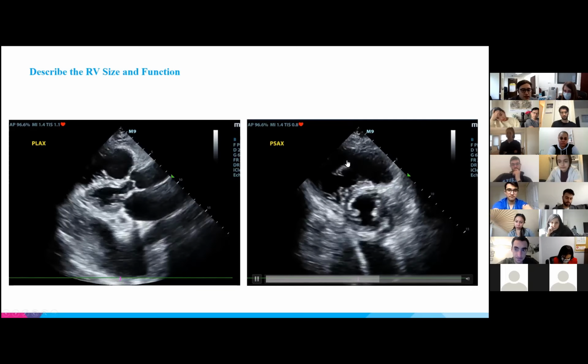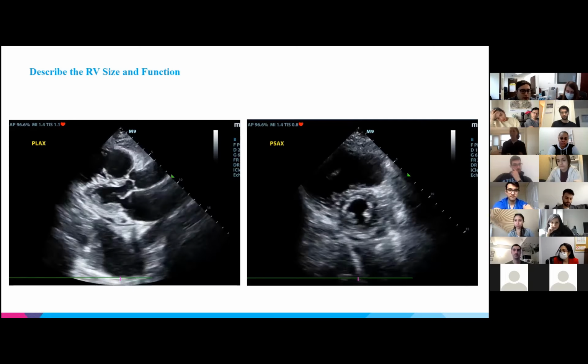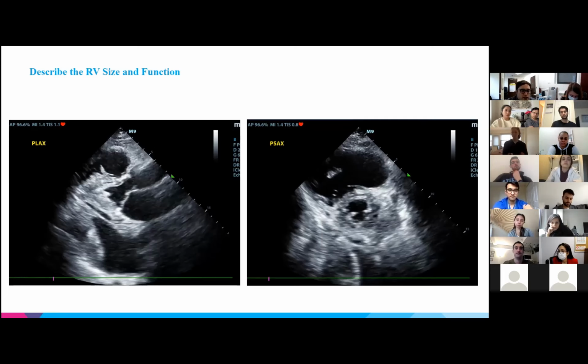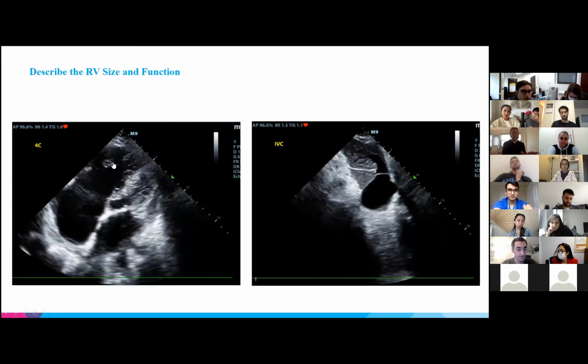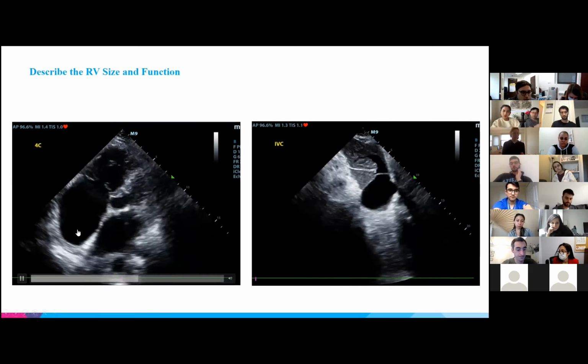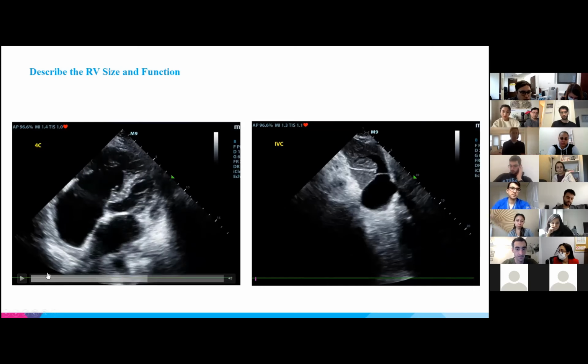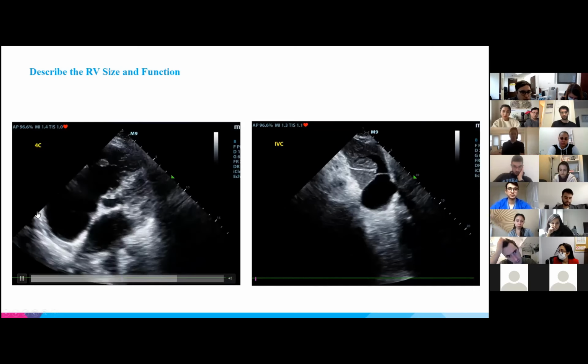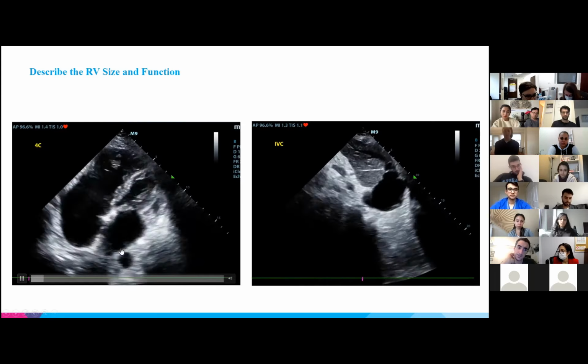So this patient actually does have very severe pulmonary hypertension. And actually, we can take a look at the apical 4. So what do you guys think of the apical 4?